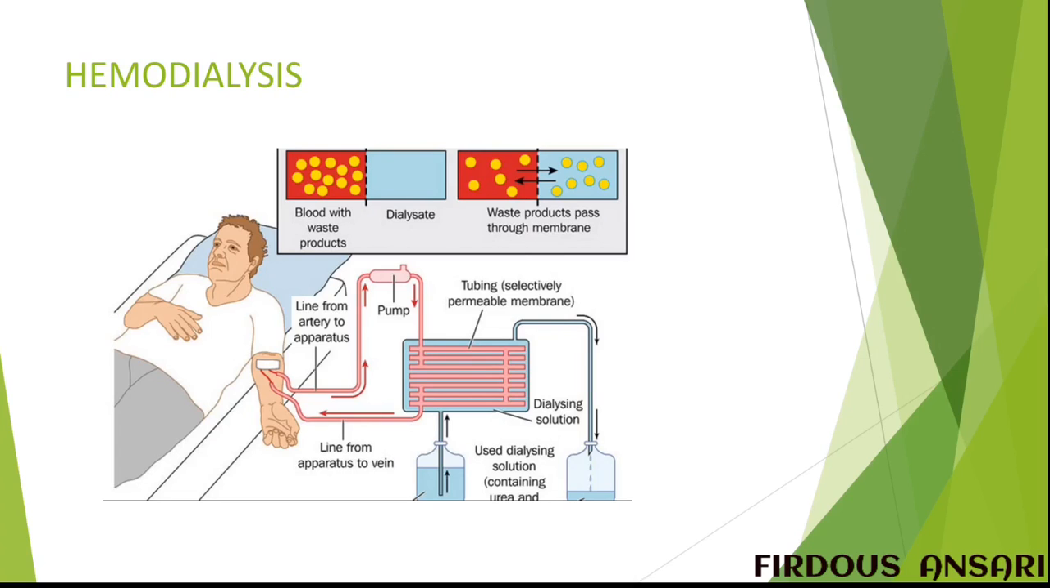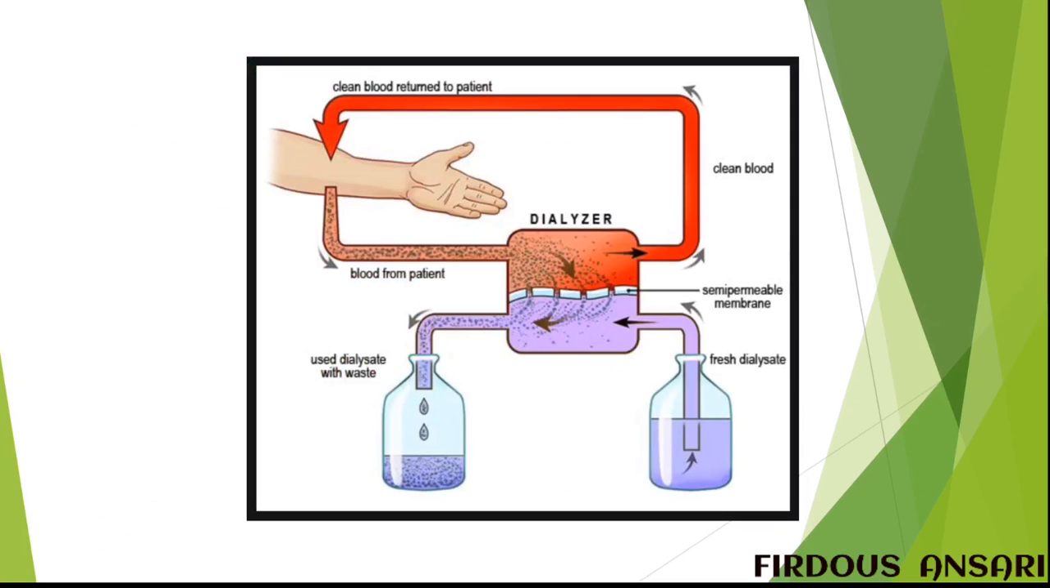Outside the tube, what you can see in blue color, mainly contains fresh dialysis fluid. The waste metabolites from blood move to the dialysis fluid across the semi-permeable membrane by diffusion. The used dialysate is removed and every time fresh dialysis fluid is pumped into the dialysis machine. After purification, the blood is pumped back into the patient's body. So the same thing you can see over here. The blood is taken from the patient's body, and this is the dialysis machine. The tube is made up of a semi-permeable membrane.